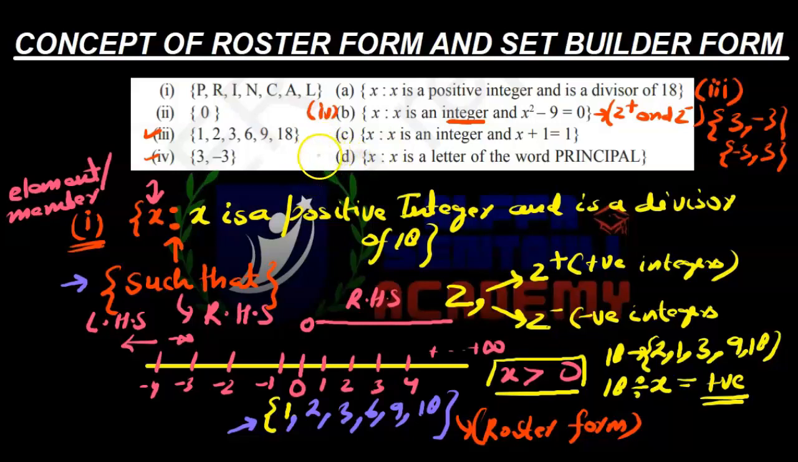So far so good. Now let us understand the other example as well. What is given? x is an integer and x plus 1 equals 1. So x is an integer. It means that you can take any integer, positive or negative. This is your number line. You can take any integer such that x plus 1 must be equal to 1.